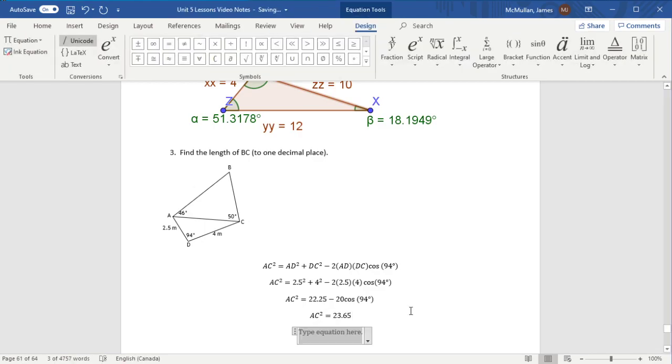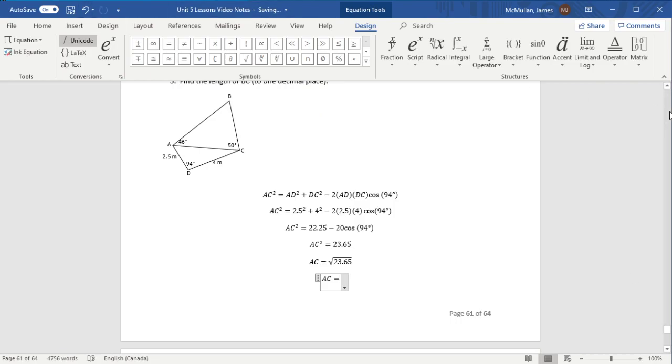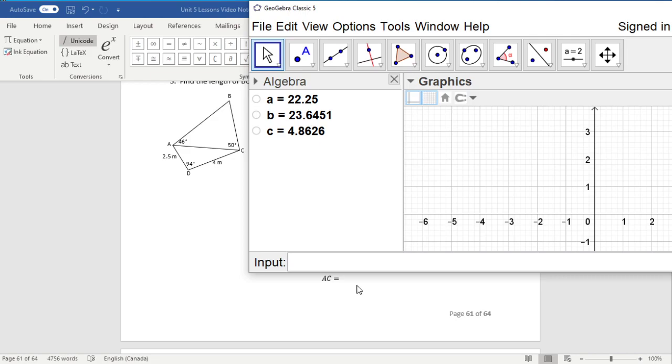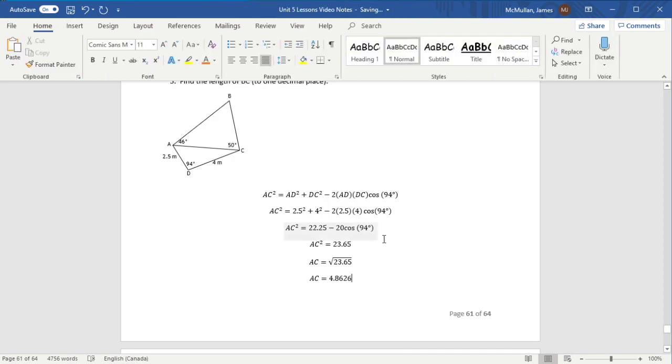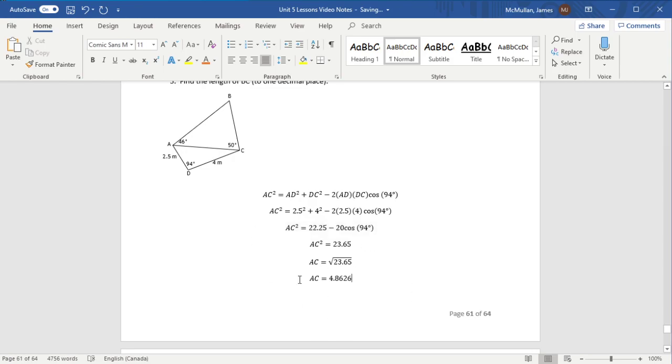Now again, I remember 23.65 is obviously way too big to be in this triangle, so that's a little cue to remind me that this is AC squared, not AC, so I have to take the square root of 23.65, and I get AC is equal to 4.86. Now again, in a question like this, I would work with 4 decimals until I'm done. So 4.8626. You can give the final answer in 2 decimal or 1 decimal place, but as you're working, keep more decimals than that.